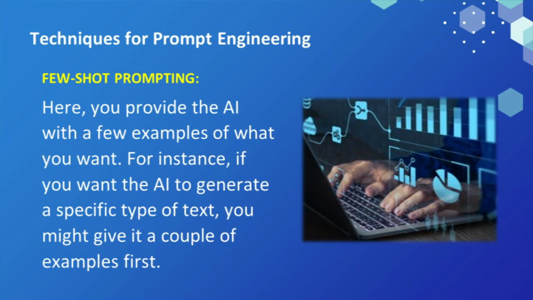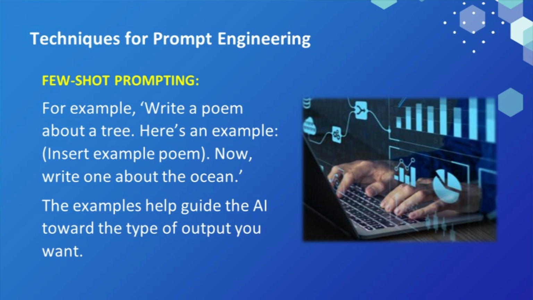The second one is few-shot prompting. Here, you provide the AI with examples of what you want. For instance, if you want the AI to generate a specific type of text, you might give it a couple of examples first. For example, write a poem about a tree. Here is an example. You give your example. Now, write one about the ocean. The examples help guide the AI towards the type of output you want.